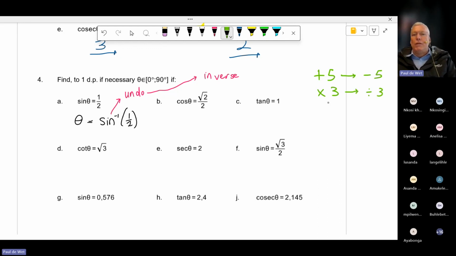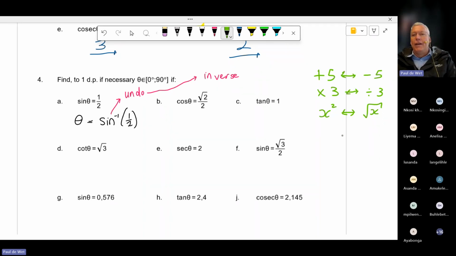These things we use when we solve equations. How do you undo squaring a number? In other words, if you square 3 and you get 9, what do you do? It's a square root. These are undo operations of one another.